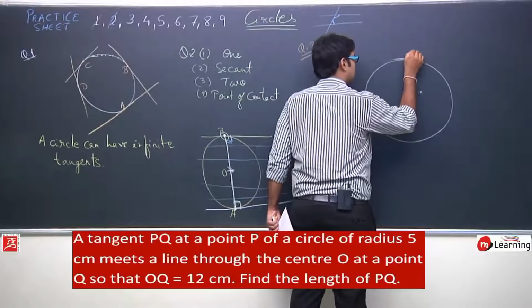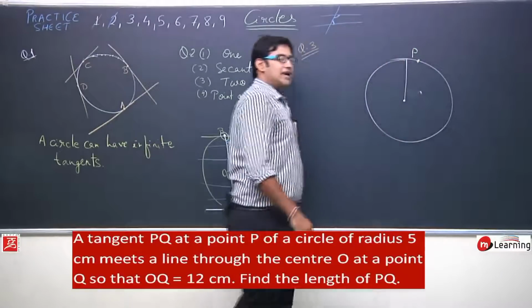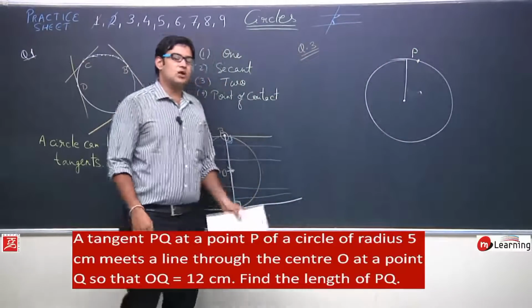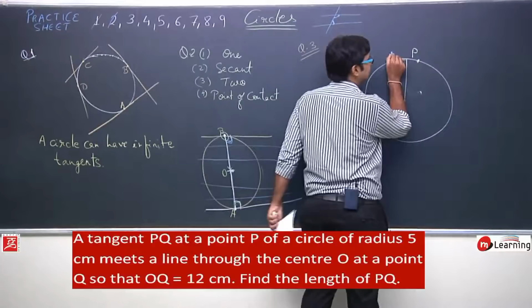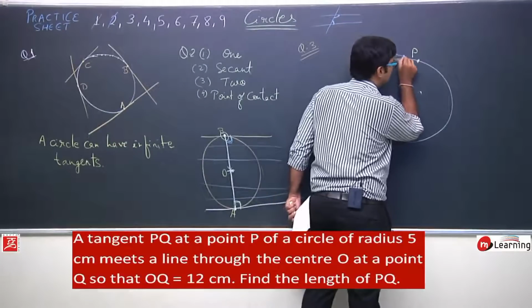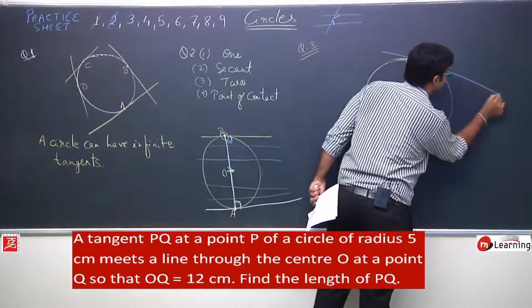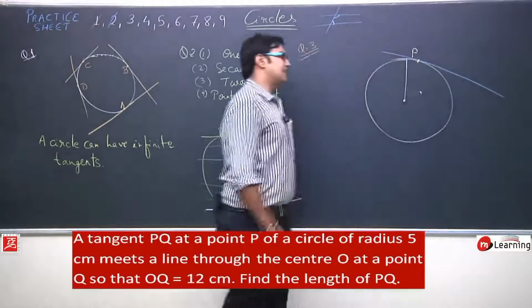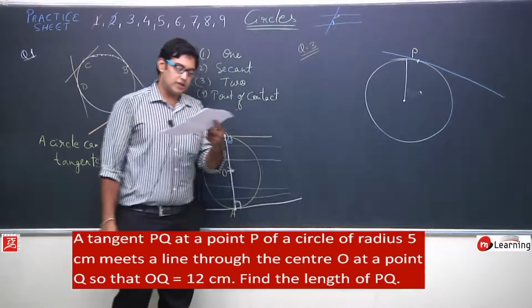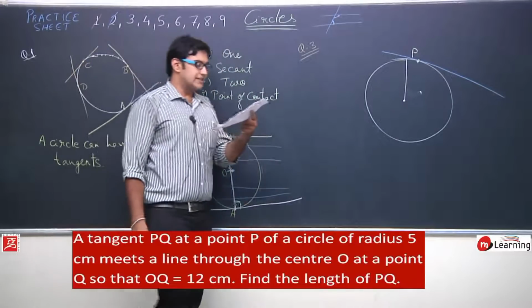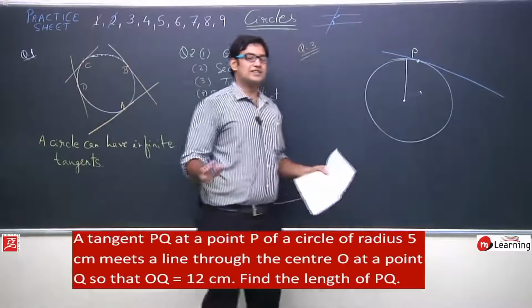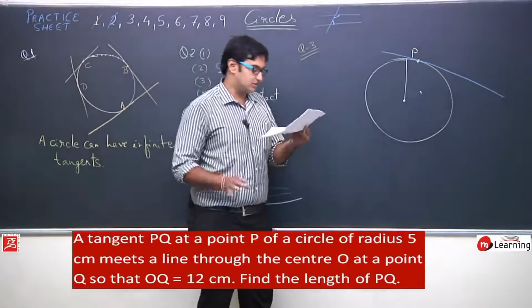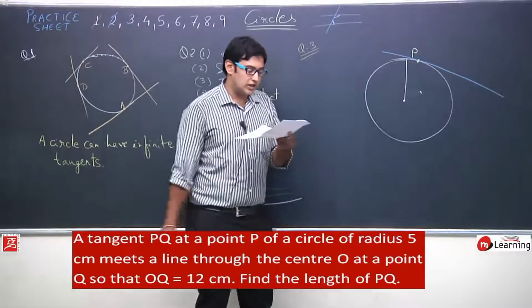This is the point P. It says at this point P I have drawn a tangent. If I draw a tangent at this point P, it will be drawn like this. So this line is a tangent at point P. PQ is a tangent, but we don't know the location of Q. We don't know where exactly the point Q lies. So this is what we know till now.